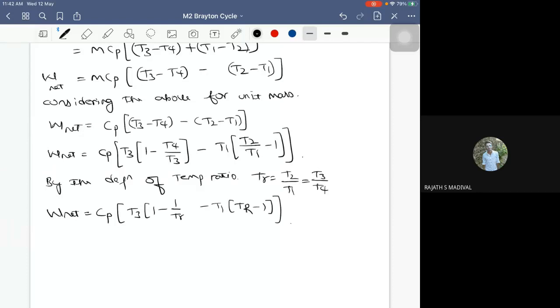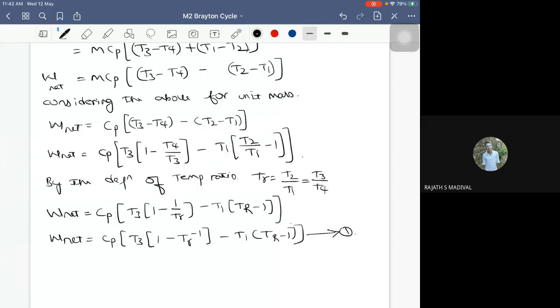Very good. So that is done. What to do next? So W net is equal to CP into T3 into 1 minus TR to the power of -1 minus T1 into TR minus 1. I will take this particular equation as equation number 1.